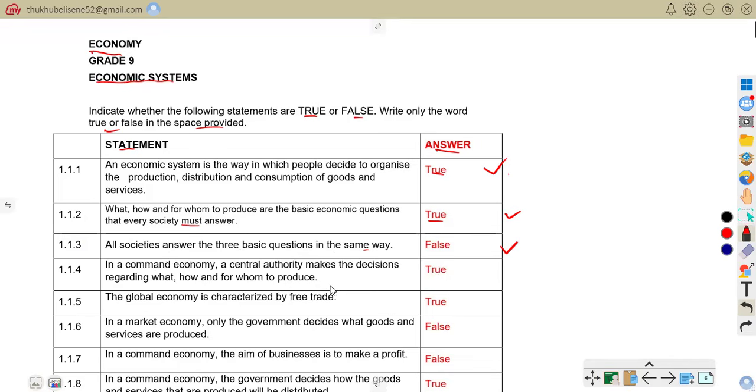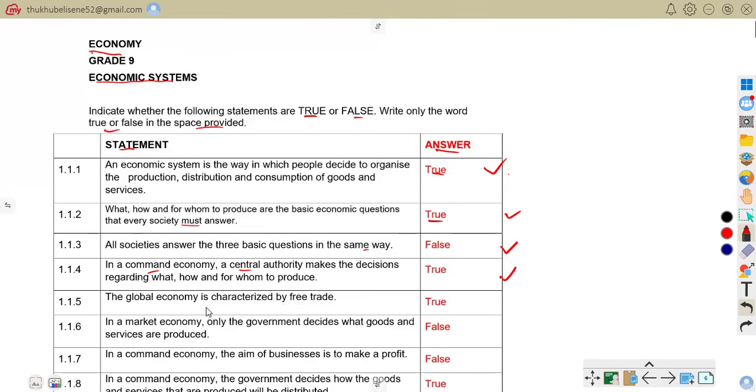Different societies answer the questions differently, not in the same way. So that is why we say it's false. In a command economy, a central authority makes the decisions regarding what, how and for whom to produce. So this one is true. In a command economy, the government makes all decisions. That's what we have said.